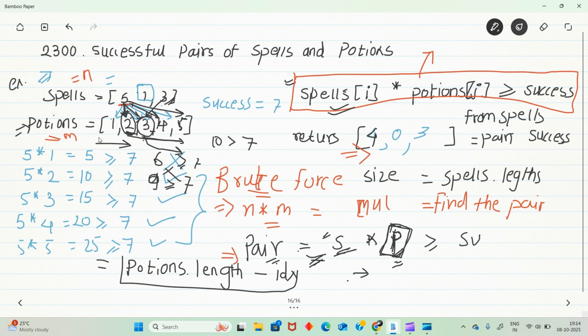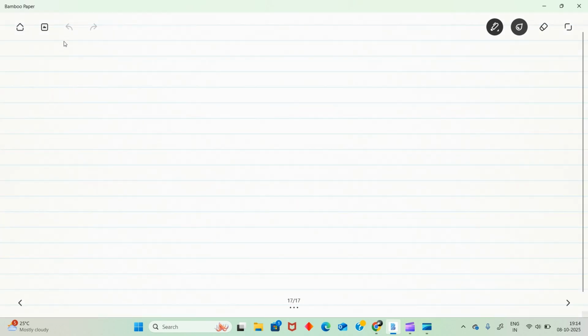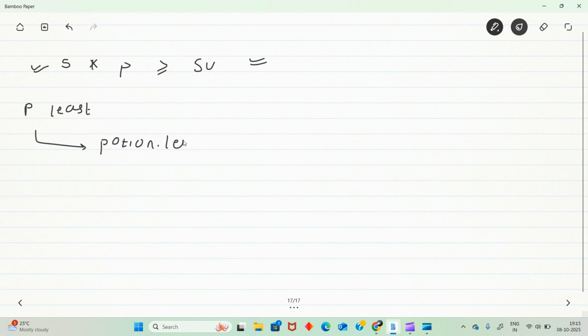But instead of going linearly, we are going to use binary search. Let's go into the next page. Our condition was S into P should be greater than success. If I have the least P, then whatever element comes after that will also form a pair with this spell. So what will be my answer for the current spell? Portion dot length minus the index at which we got this P.